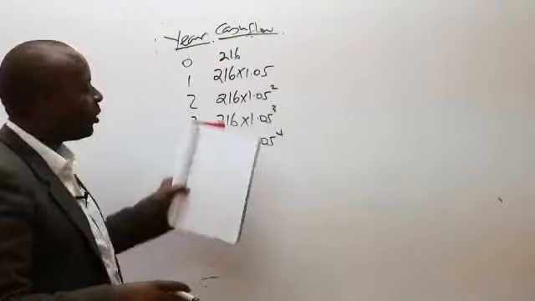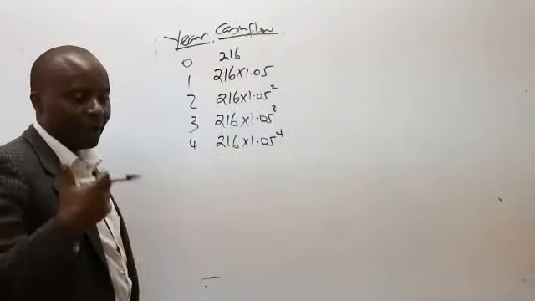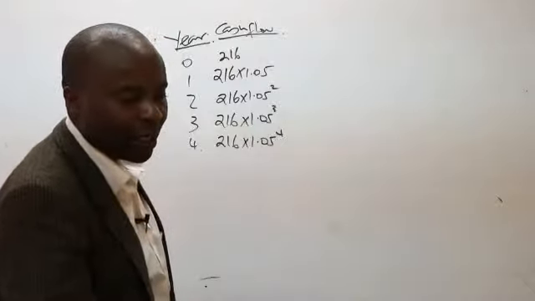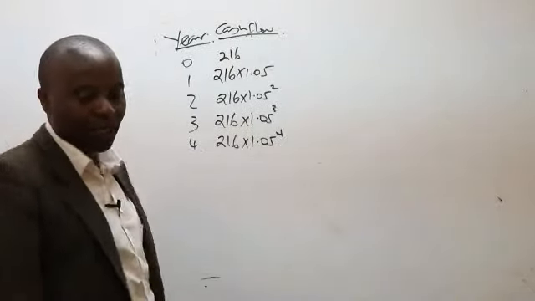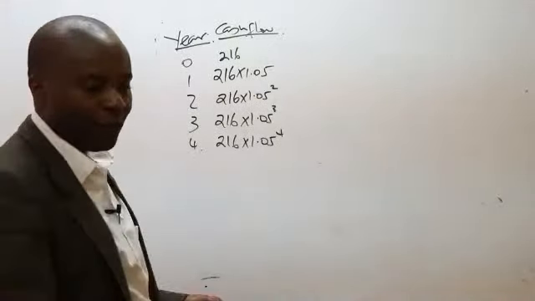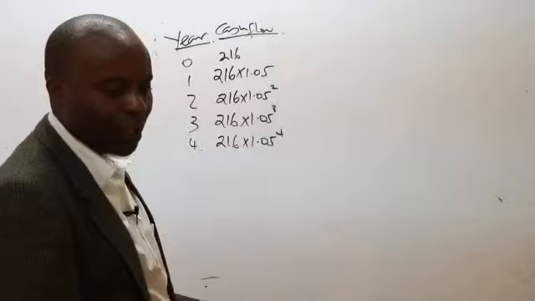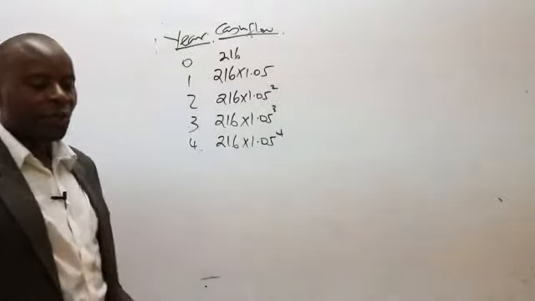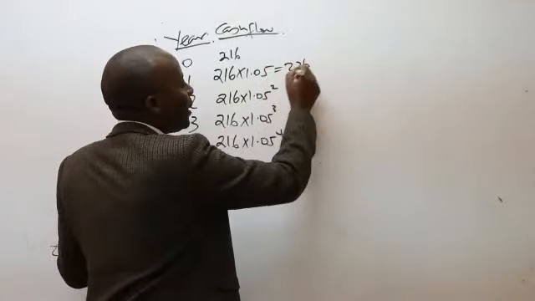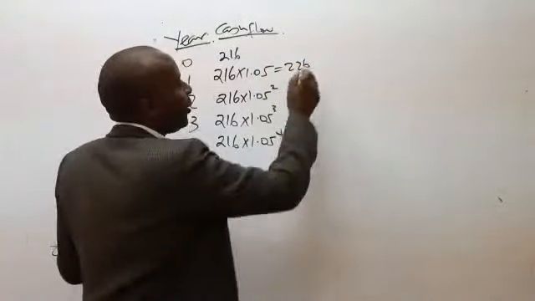Alternatively, you can keep on growing these figures 1 year at a time. So could you kindly guide me, 216 times 1.05. This gives me what figure? So Alice is telling me it is 226.8. Thank you very much.